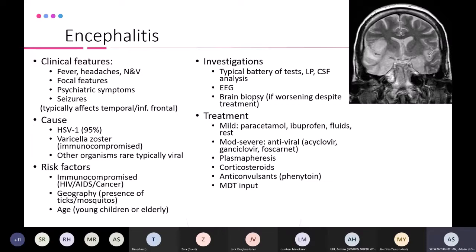If it's moderate to severe, then that's when you start considering your antivirals. And depending on the organism and what's going on, you might start considering some more specialised antimicrobials too. Plasmapheresis is another one, corticosteroids, and also if they're having seizures, then consider anticonvulsants, and phenytoin is the key one that you'd use, and you'd want MDT input as well.